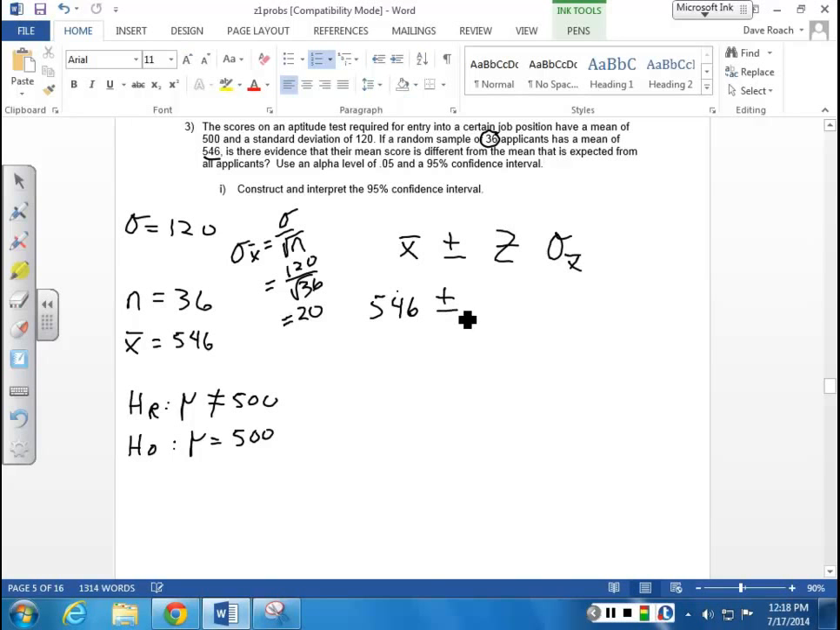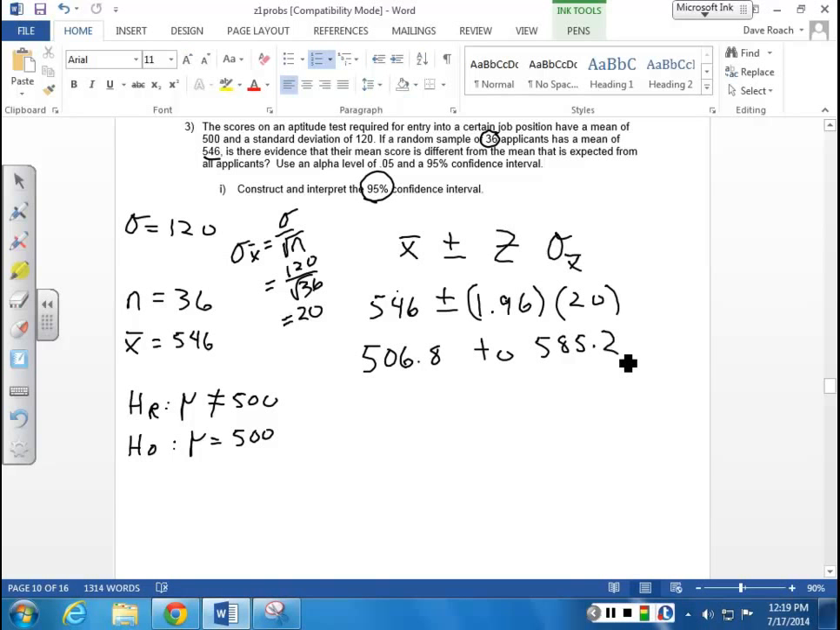Sample mean 546 plus or minus, for a 95% confidence interval, 1.96. Now think about this. The empirical rule, 95%, plus or minus 2 standard errors, approximately. Well, 1.96, exactly. That's about 2 standard deviations. So this 1.96 ought to make sense all the way back to the empirical rule, plus or minus about 2 standard deviations, or standard errors in this case, times 20. And that's 506.8 to 585.2.